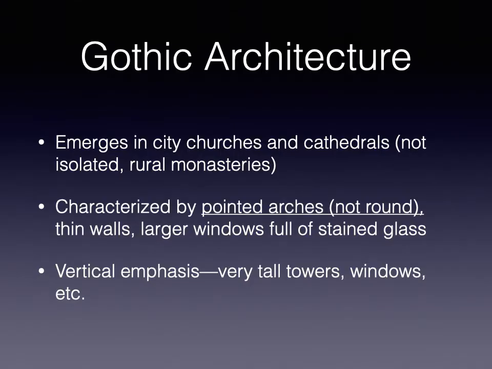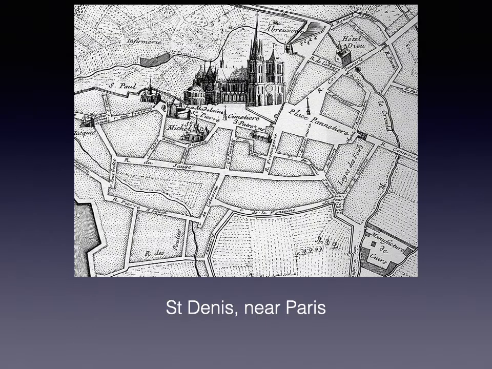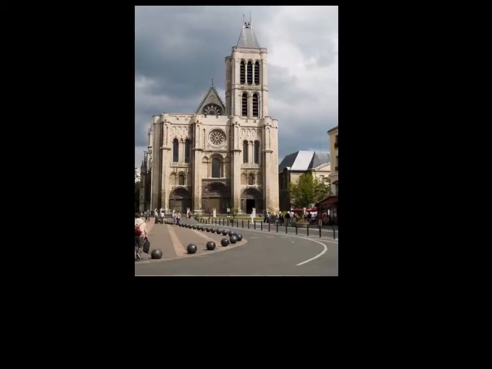Gothic architecture is emerging in the Middle Ages, again, pointed arches, city churches and cathedrals, not in the isolated rural monasteries that were part of the pilgrimage route, as we looked at in other audio lectures. And there was this profound emphasis on the vertical with these very tall towers and windows. Saint-Denis near Paris is one of the outstanding examples of this style of architecture, the Gothic.